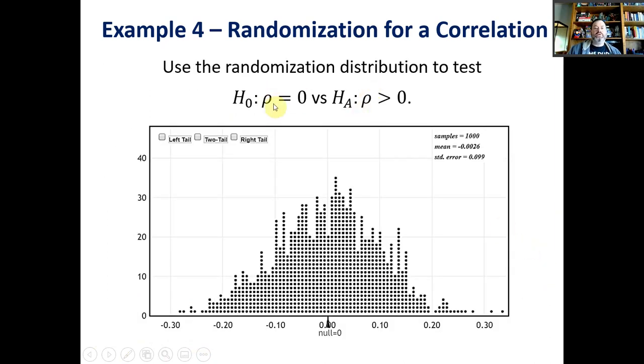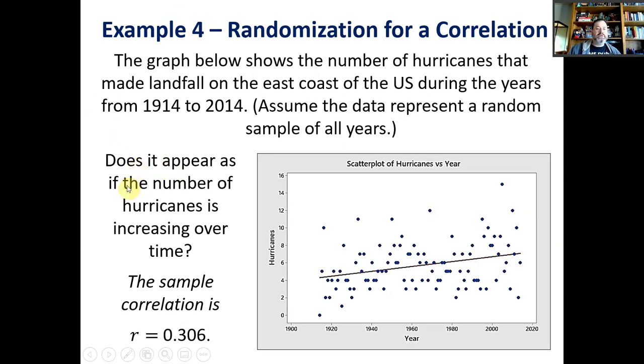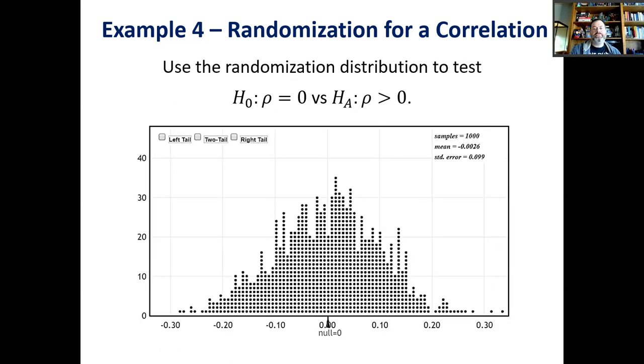And then we're going to do a randomization test of rho equals 0 versus rho greater than 0. Why is this greater than instead of not equal? It has to do with the original problem. Go back 2 slides. Does it appear as if the number of hurricanes is increasing over time? We have an increase here. That tells us that the slope of the regression line is positive, which tells us the correlation is positive. So we're looking to see whether the data provide enough evidence of a positive correlation. That's why we have rho greater than 0.